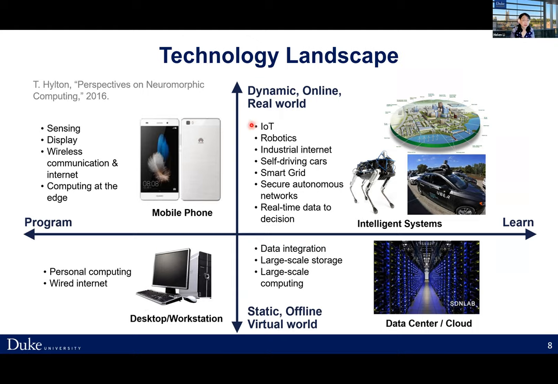Another domain of progress is in moving from static offline to more dynamic and online, so it becomes engaged with the real world. One clear advantage of this is that instead of just desktops and workstations, there are also edge devices like mobile phones. Those edge devices can not only compute, they can also sense and display information so that they can interact with human beings, right?